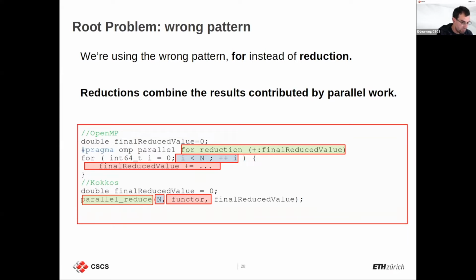Basically, the main difference is that we have an additional variable where we can store what we are going to collect from the various threads. So with Kokkos, we have not parallel_for anymore, but parallel_reduce. We still have our index, the functor or lambda, and an initial value, which is the final reduce value, the global value outside, that we can pass to the parallel_reduce.